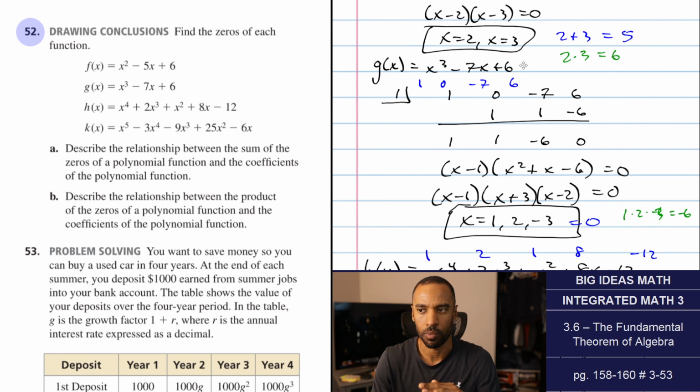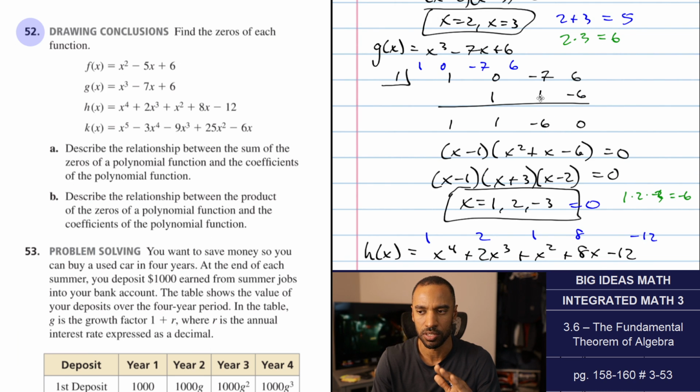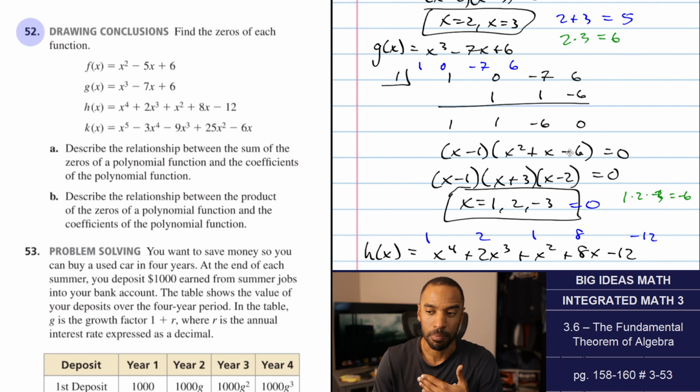This all came out the right way for synthetic division purposes. That's a minus 6 there. I see that's a minus 6. 1, negative 3, and 2. x plus 3, x minus 2.